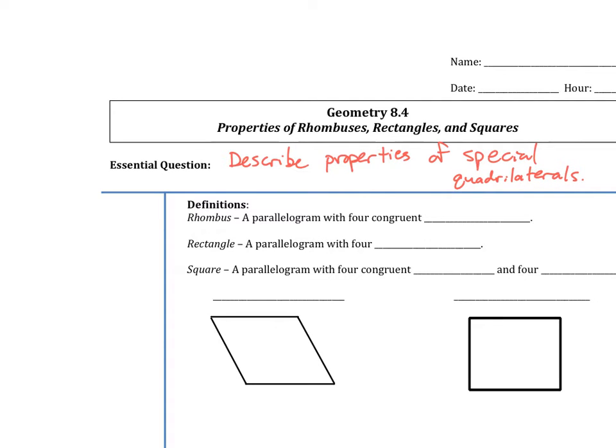All right, so section 8.4, we get into special properties of, or describing properties of special quadrilaterals. So you can see from the title, we're going to cover rhombuses, rectangles, and squares. So a rhombus is a parallelogram with 4 congruent sides. A rectangle is a parallelogram with 4 right angles.